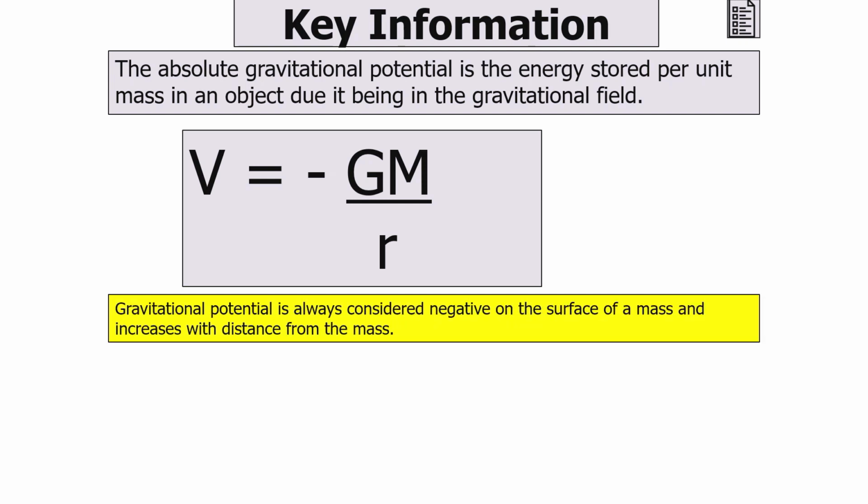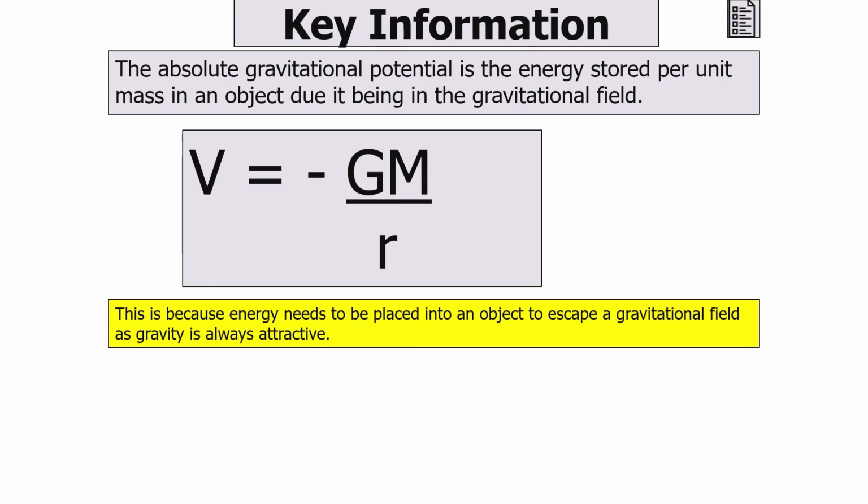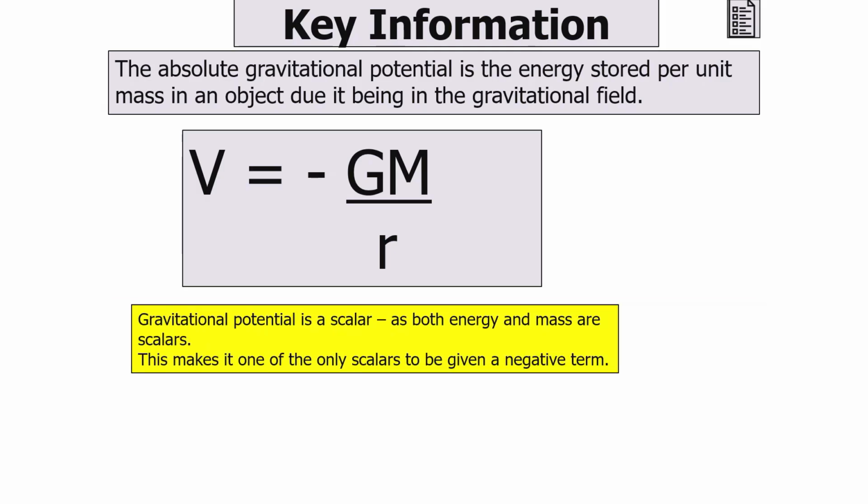Now gravitational potential is always considered negative on the surface of a mass and increases with distance from the mass. This is because energy needs to be placed into an object to escape a gravitational field, as gravity is always attractive. So, to reach infinity, which we define as zero, we must place a positive value in, so therefore it must start off originally as a negative value. Now gravitational potential is a scalar, as both energy and mass are scalars. Now this makes it one of the only scalars to be given a negative term.